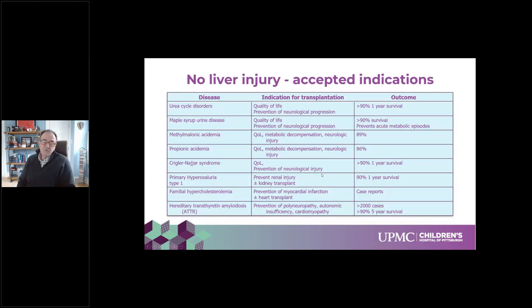So these are the ones that don't cause obvious liver injury. We see a lot of patients with urea cycle disorders. We've done in Pittsburgh a lot of patients with maple syrup urine disease with excellent outcomes, Kriegel and Najar. And then this one at the bottom is probably the most common metabolic condition that has been transplanted for, but this is entirely adults. There's over 2,000 cases of hereditary transthyretin amyloidosis that have been transplanted around the world, and the outcomes are generally good.